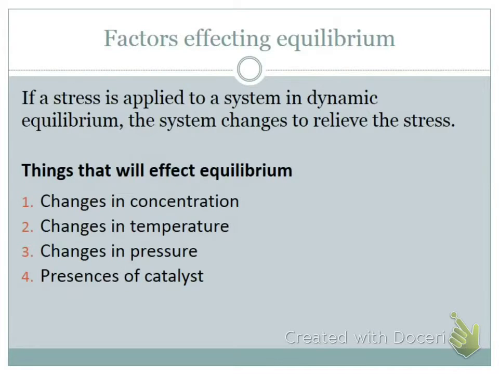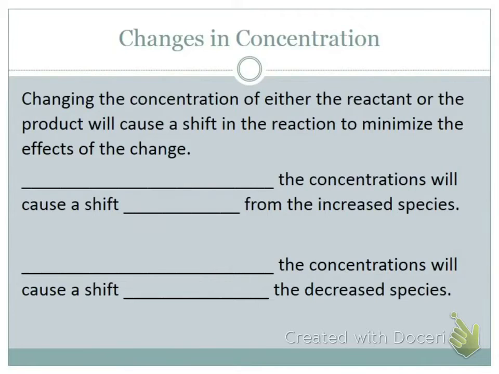These four things will affect the equilibrium. We have changes in concentration, temperature, pressure, and the presence of a catalyst. All of those except for one apply to all systems. But changes in pressure will only apply to what? What's the only type of system that pressure will have an effect on? Gases. So it only affects gases. We'll just say gases only. For liquids and solids, pressure has no effect. It's just gases. Okay? So let's talk about concentration first.